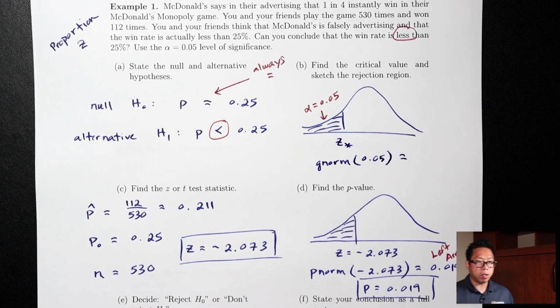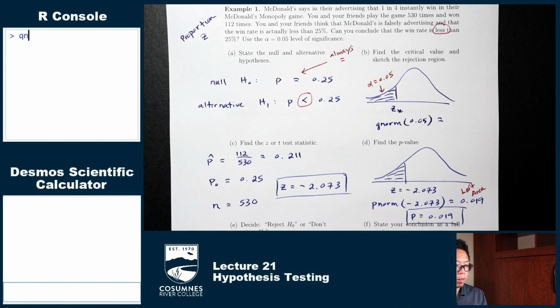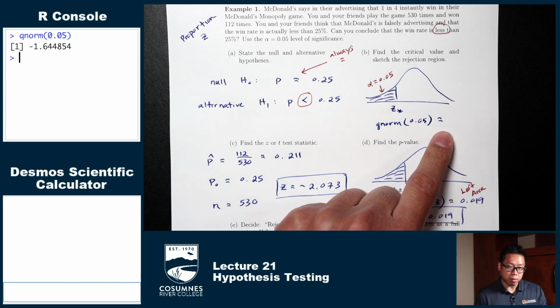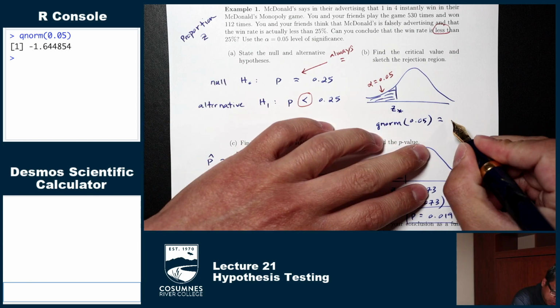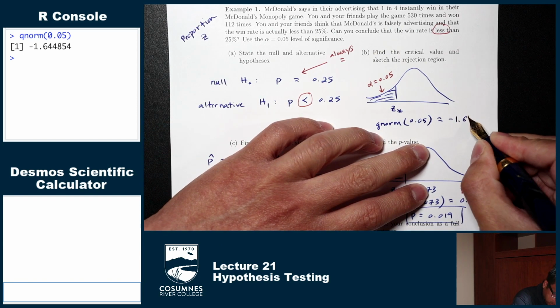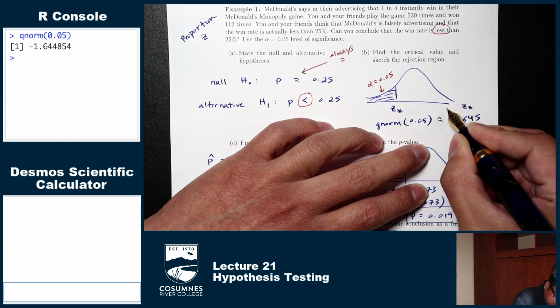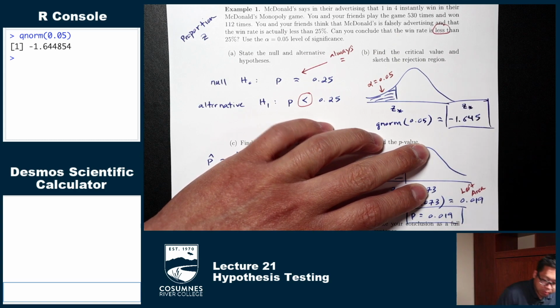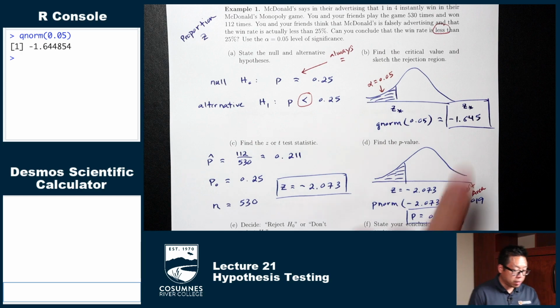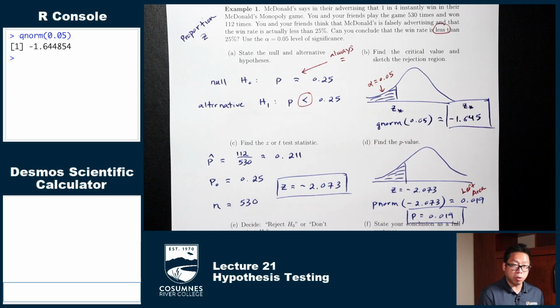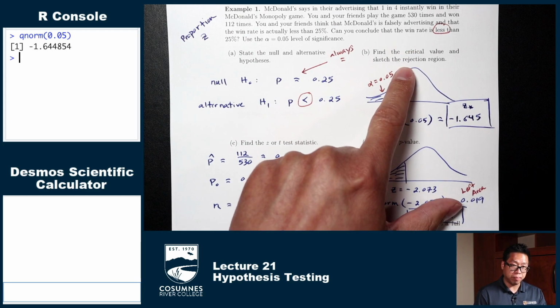Okay, so switch to R. We're going to do qnorm 0.05. And that gives us a z. So that's negative 1.645, round to 3 decimal places again. And that's a z star. And that's the critical value. And this picture is a picture of the rejection region.